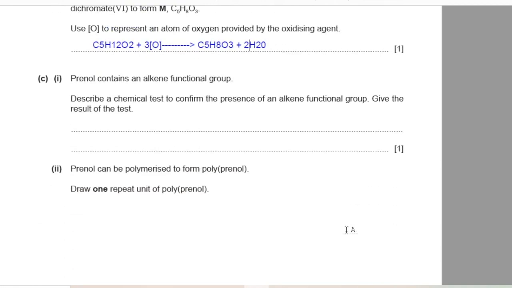Part C1. Prenol contains an alkene functional group. Describe a chemical test to confirm the presence of an alkene functional group. Give the result of the test. So bromine water is best to check presence of a carbon to carbon double bond, and it decolorizes from brown.